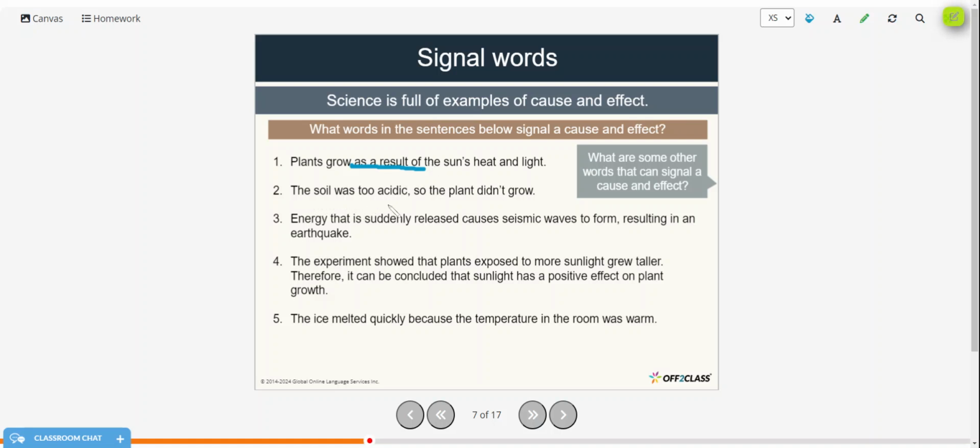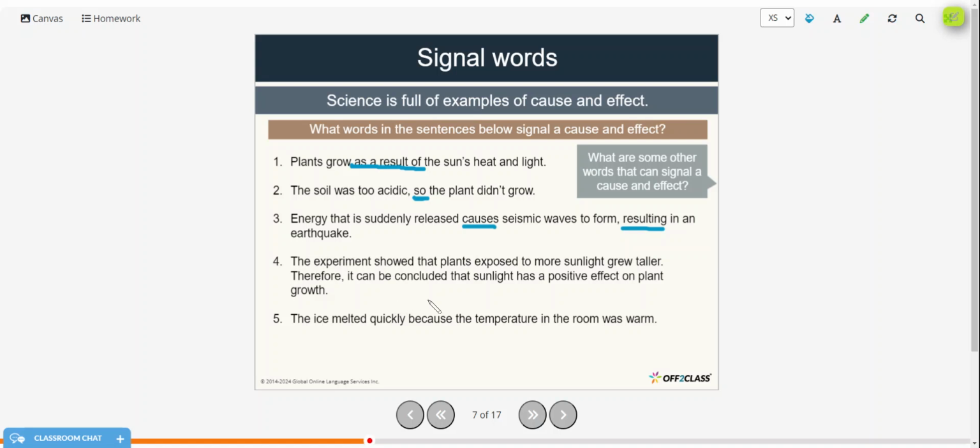The soil was too acidic, so the plant didn't grow. So is another signal word. Energy that is suddenly released causes seismic waves to form, resulting in an earthquake. So, causes and resulting are other signal words.